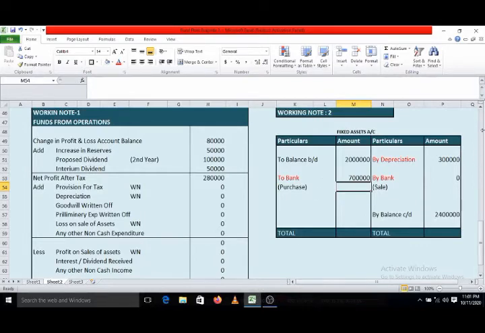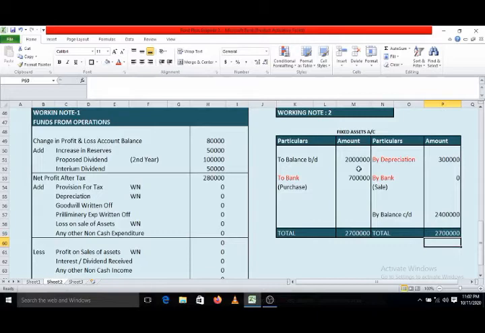Now in this example, the depreciation amount is directly given. In the earlier example, the depreciation rate was given to us, so we calculated that depreciation. But here the amount is directly given. So with the help of this, we have to close this account. Debit side 20 lakhs plus 7 lakhs, the total is 27 lakhs. Credit side you can check out 3 lakhs plus 24 lakhs, that is also 27 lakhs. So it means this account is closed.